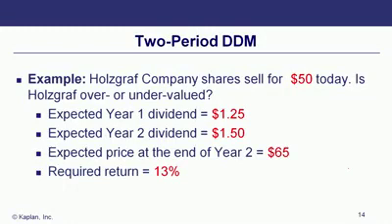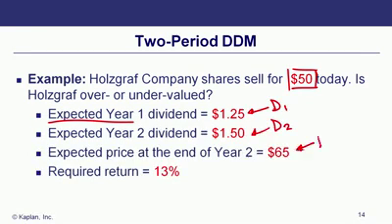Let's have a look. We've got the Holtzgraf company selling shares for $50. So market price today is $50. Under or overvalued, given D1, so it's the expected year 1, so that is D1. Expected year 2, so that's D2, and the price at the end of year 2. Discount those cash flows back at 13%. So once again, a good example to pause, have a go at it before I reveal the answer.